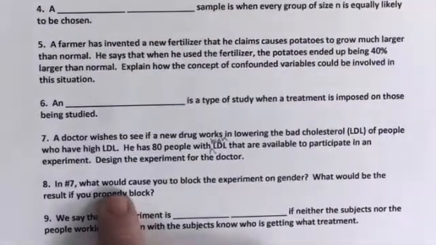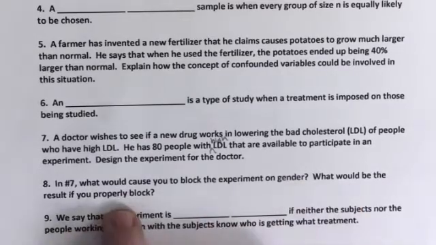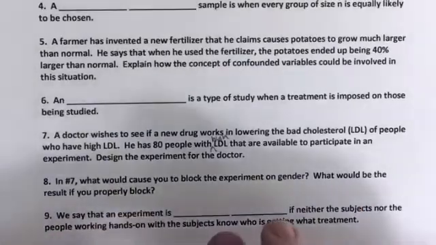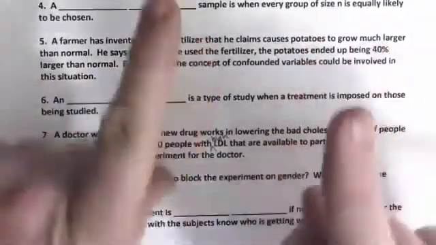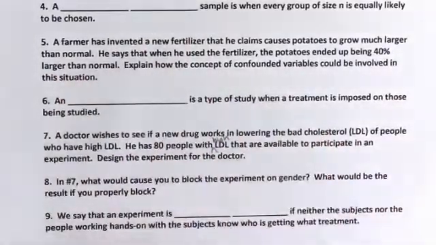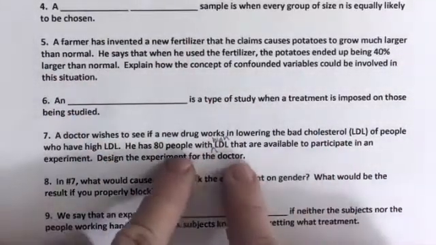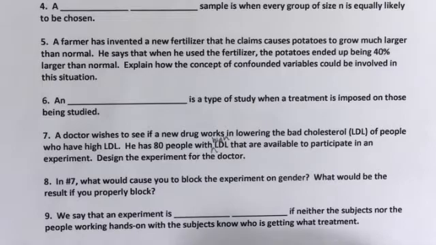In number 7, what would cause you to block the experiment on gender, and what would be the result if you properly block? You block if there's a difference between the 2 groups. If there's a difference in the males and females, you have reason to believe in regards to the relevant issue, which in this case is in regards to this drug and the cholesterol. And if you properly block, there'll be less variability in your responses.